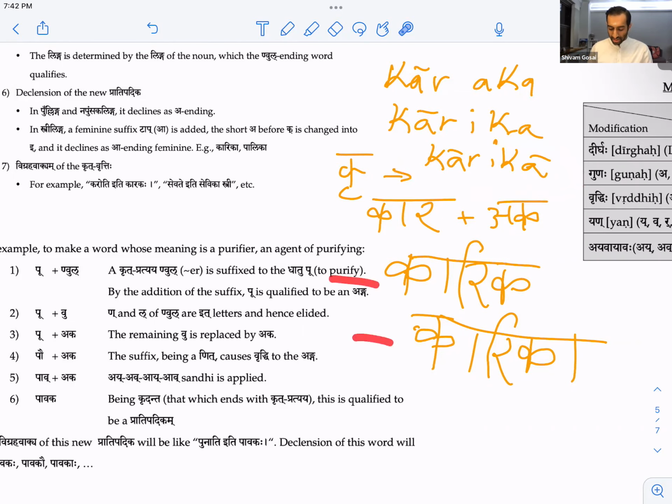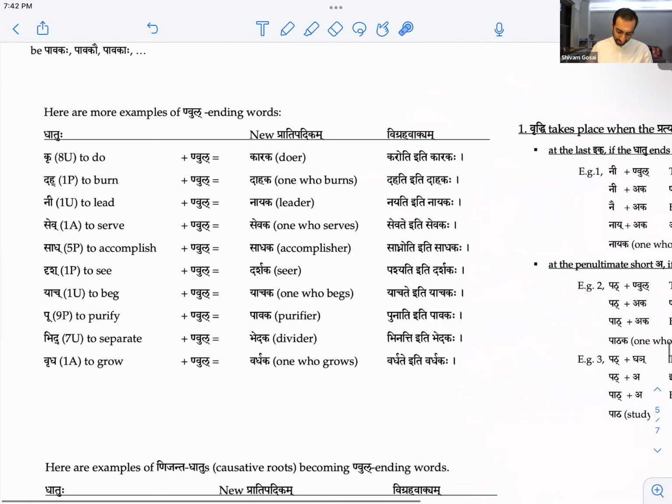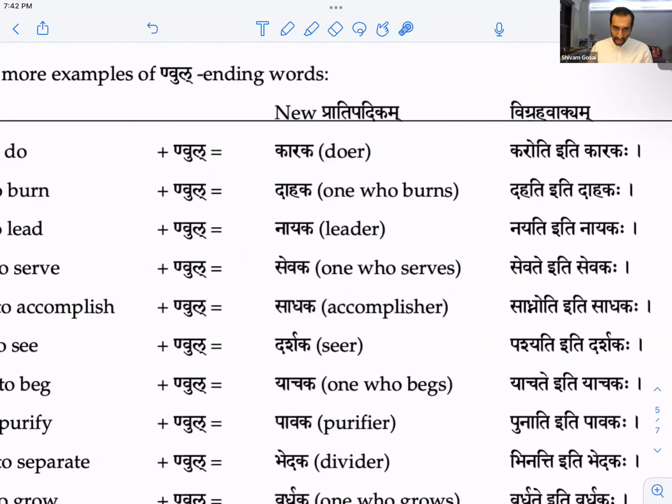You can see it in Devanagari here. So karika. Right here, pavaka, so we get pavika. Let's see some other forms. Dahaka would be dahika. Naika, you may have heard this one before. Sevika. Sadika. Darshika, etc. So that's how the feminine form is created.